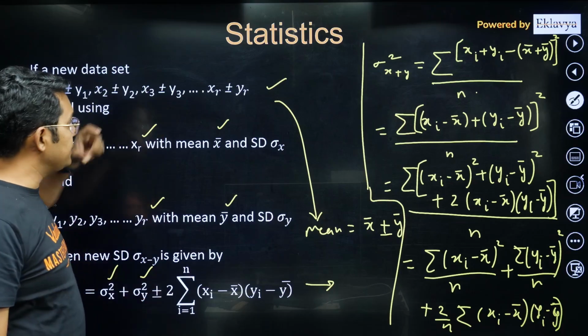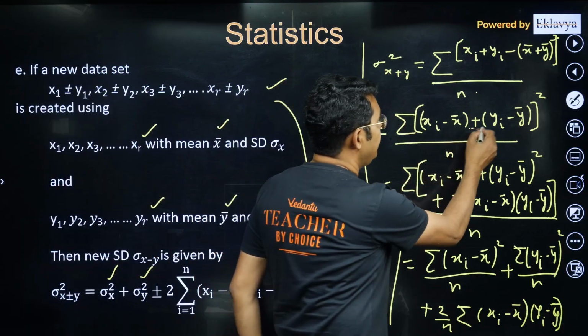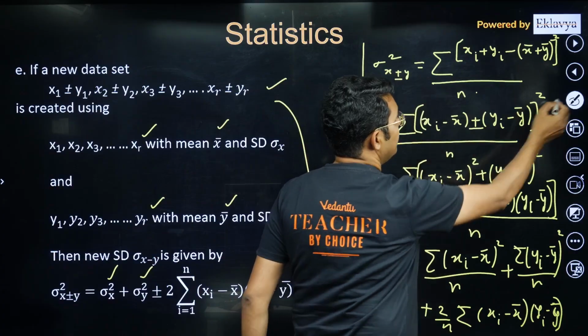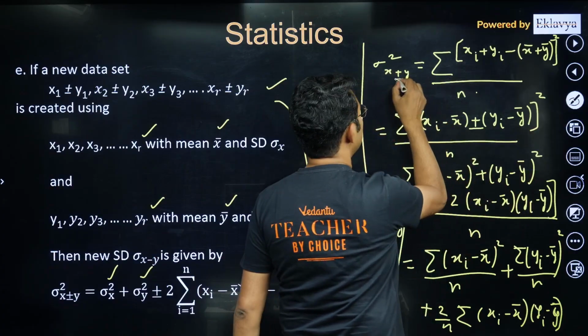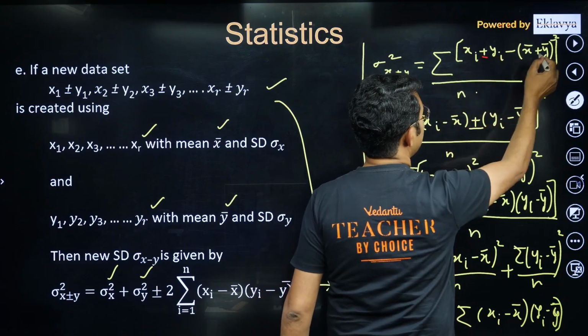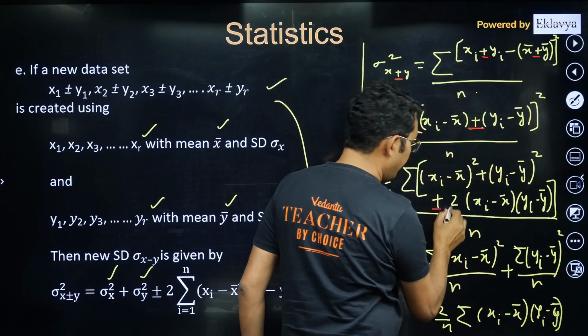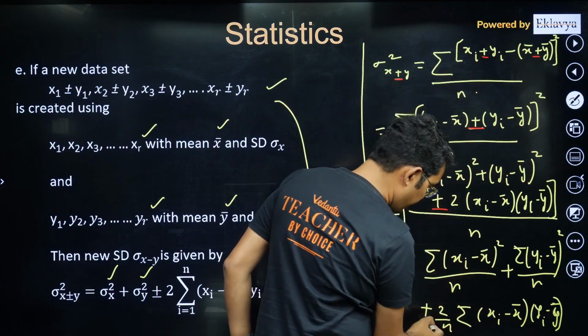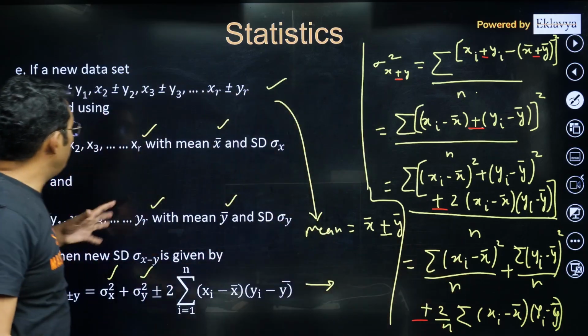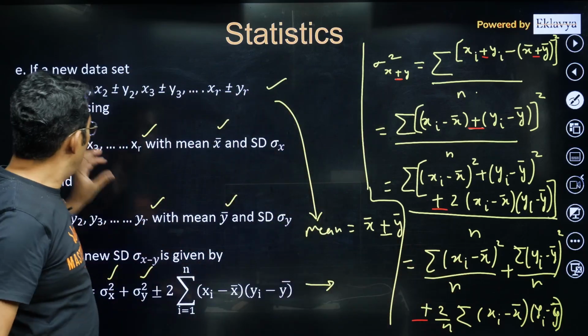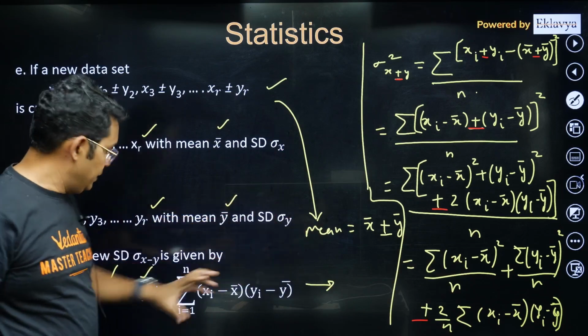If you are taking minus sign, then there will be minus here. If you are taking minus here, let me use some different color. So if it is minus here, then it will be minus here, it will be minus here, you can check. Then this will be minus here. So if you are combining 2 data sets, your mean and variance will change with this result.